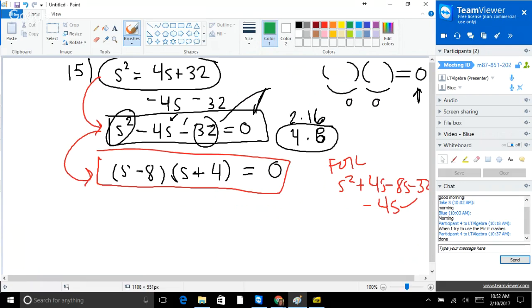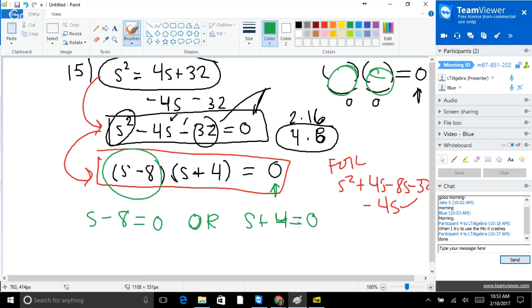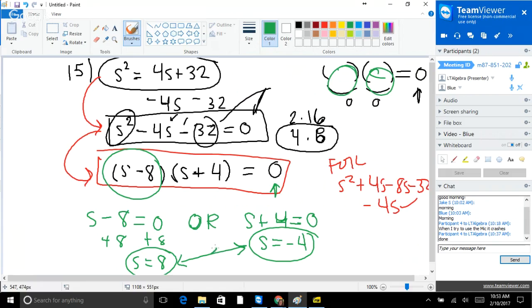Now is where we have to use this whole idea of something times something equals 0. So that means if my answer is 0, either s minus 8 has to equal 0, or s plus 4 has to equal 0. Okay, so then I just say, oh, well, that means add 8 to both sides. S has to be 8, or S has to be negative 4. These are the two solutions that make all of these equations true.